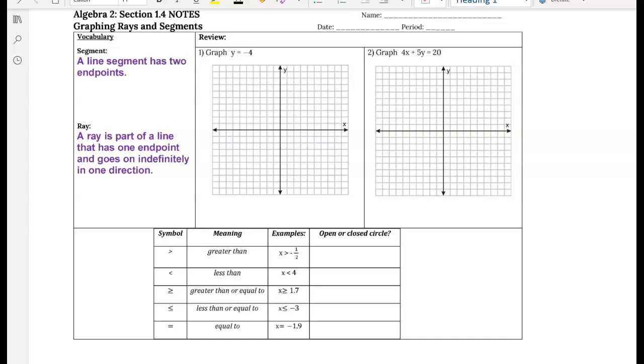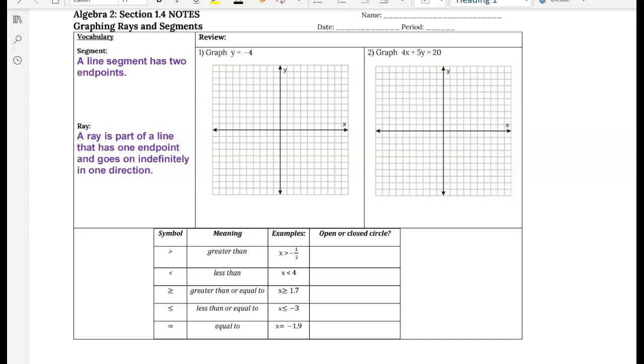Hey you guys, okay, so section 1.4 notes says graphing rays and segments, okay? So the first two graphs, as you can see on the top here, are review questions. We have been reviewing a lot with linear, so I would like for you to take a few minutes and graph those out for me. I will be checking for accuracy on number 1 and 2 when I see you guys next, okay?